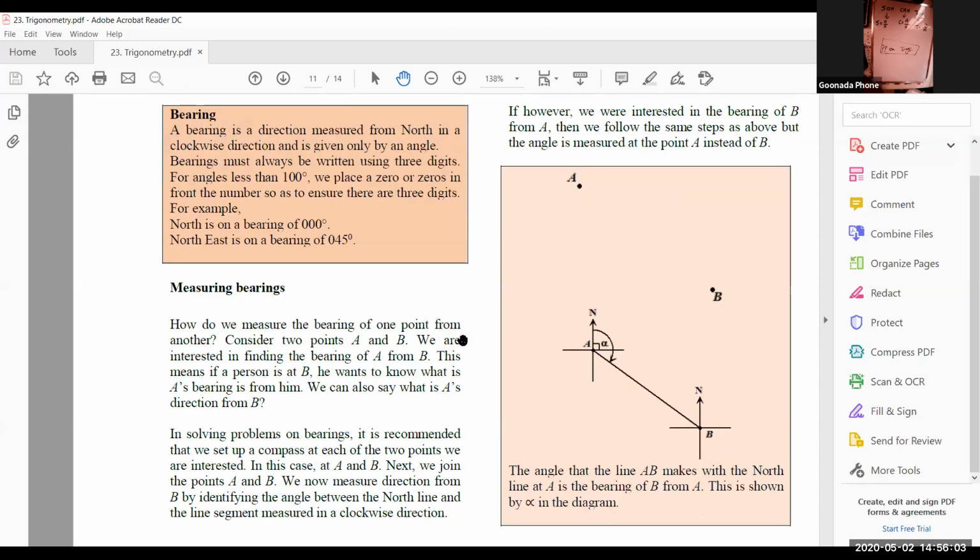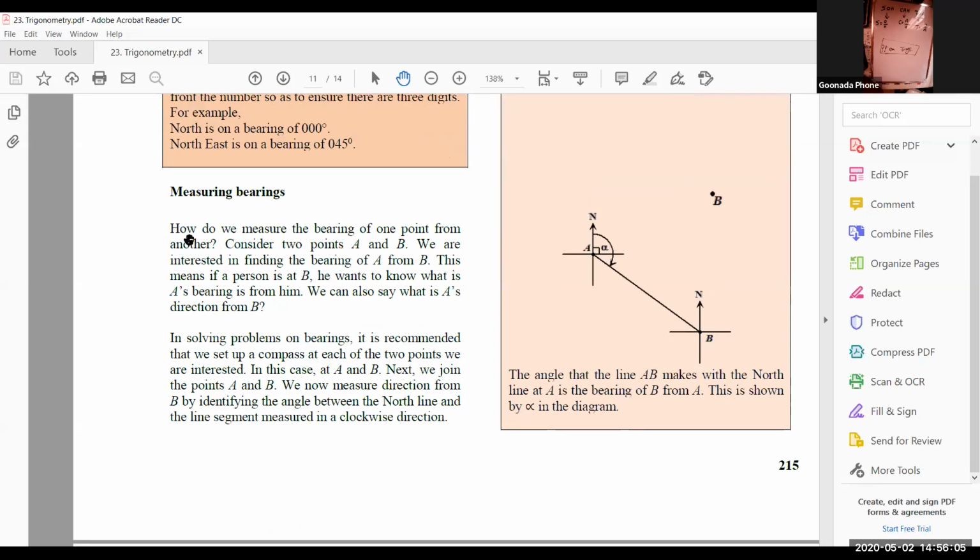Let's look at measuring bearings. How do we measure the bearing of one point from another? Consider 2 points, let's say A and point B. We are interested in finding the bearing of A from B. Again, A from B. So B is the starting point. This means that if a person is at B, he wants to know what A's bearing is.